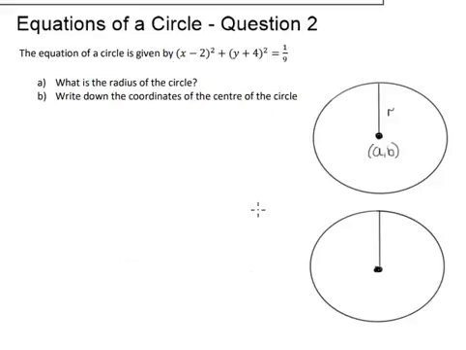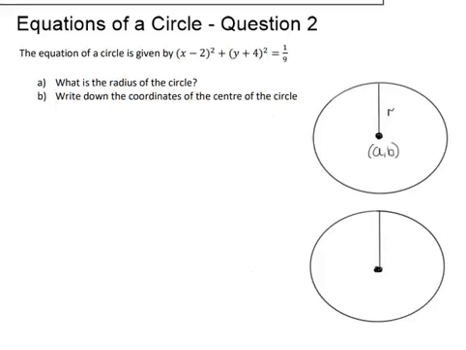Okay, so this is our first video looking at equations of a circle. And what we're going to do first is introduce the concept of a circle and how we can formulate an equation from it. So what I've done here is I've drawn a generic circle which has a centre (a, b) and a radius of r. So how can I write this as an equation?